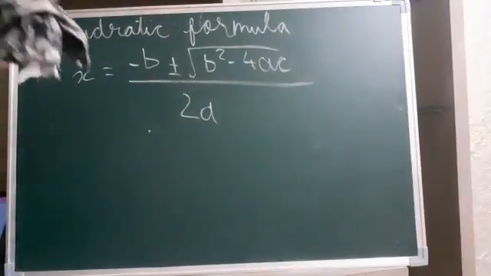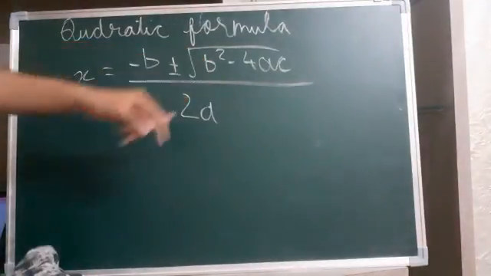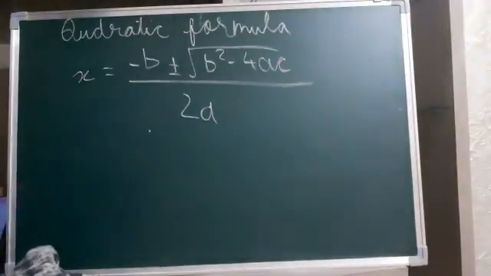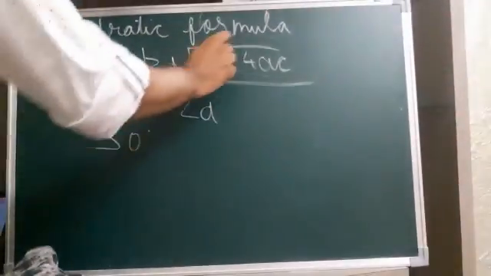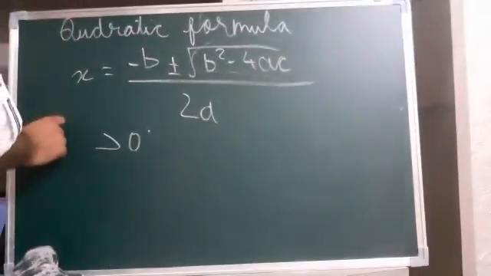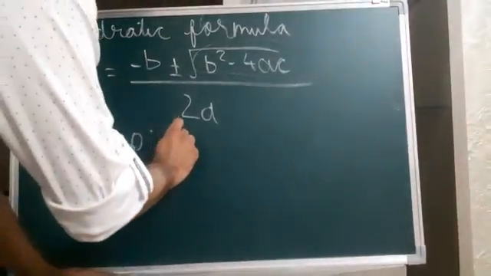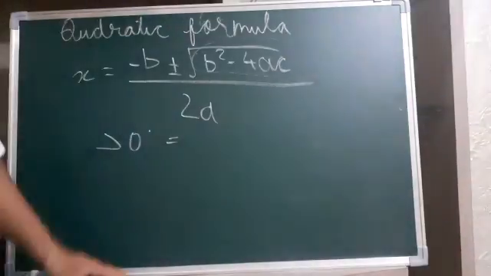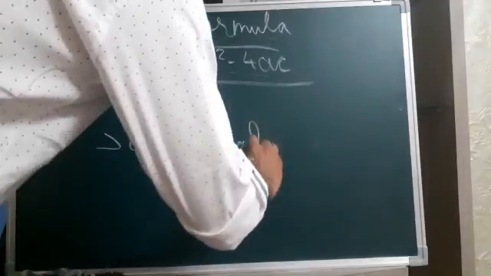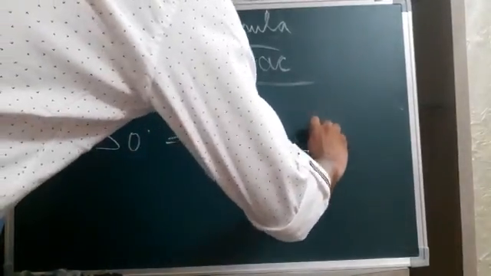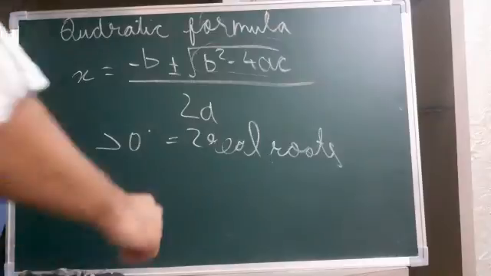And basically there are conditions. b square minus 4ac is called the determinant. If b square minus 4ac is greater than 0, then there are two different and real roots.